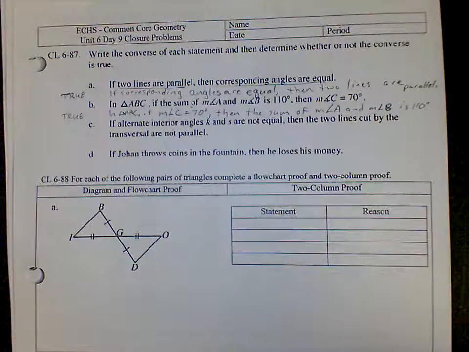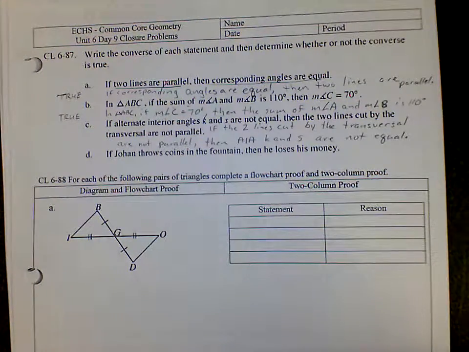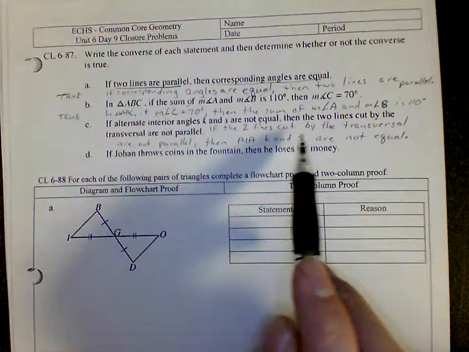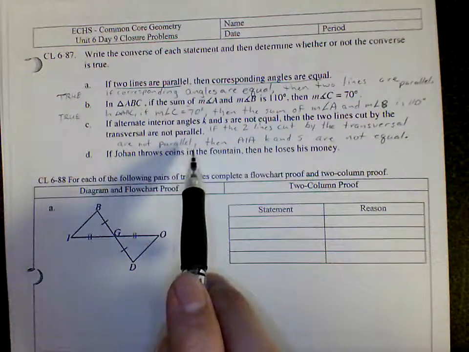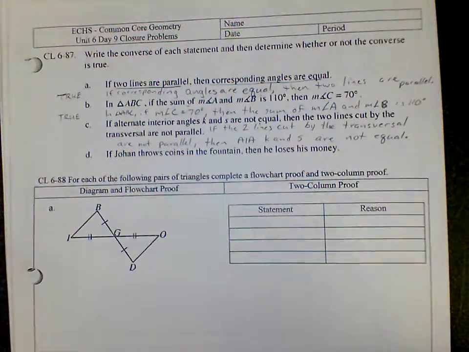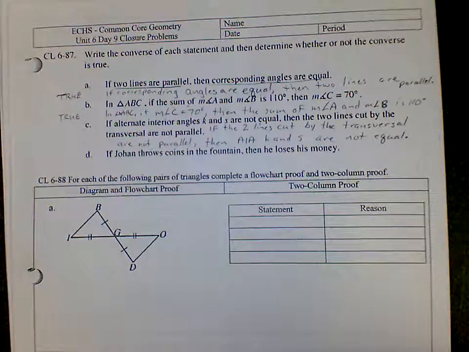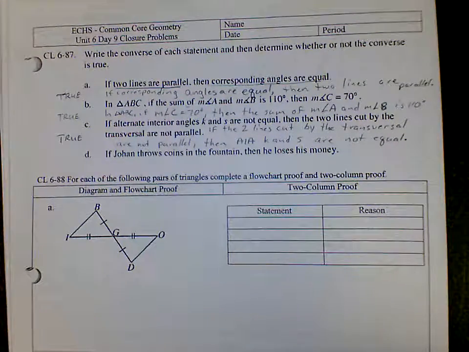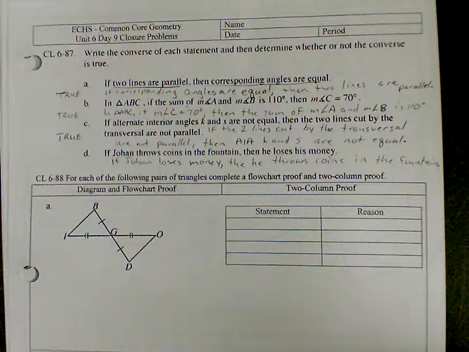All right, question C, go ahead and answer this one. So if the two lines cut by the transversal are not parallel, then alternate interior angles K and S are not equal. So there's my converse. And if we look to see if this is true or false, it is going to be a true statement once again. So if both the lines cut by the transversal are not parallel, then alternate interior angles are not equal. And let's go ahead and do the last one.